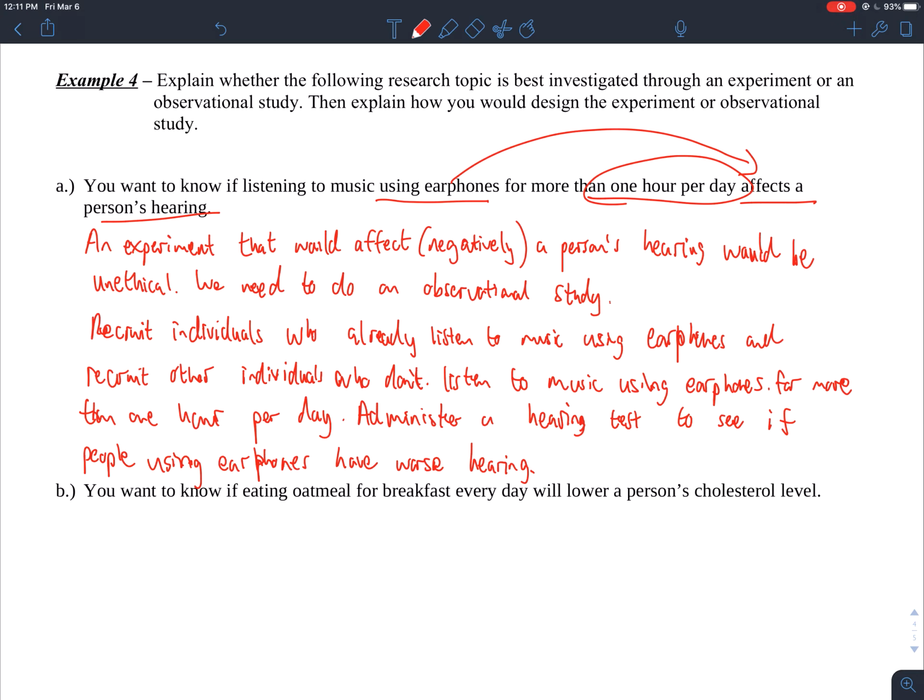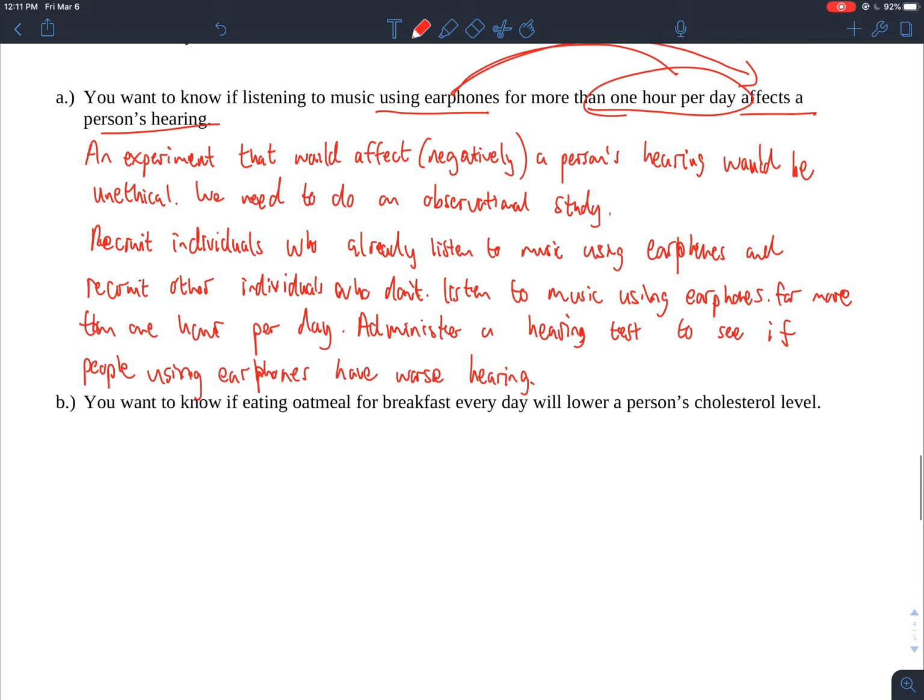You can't say that earphones cause bad hearing, but you can say that there's association, okay? This will at best establish association. So people who use earphones for more than an hour a day, they tended to have worse hearing, but we're not saying they necessarily definitively cause you to have bad hearing. Those things just occur together, okay? Which is very different from saying causation.